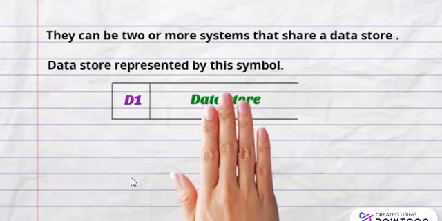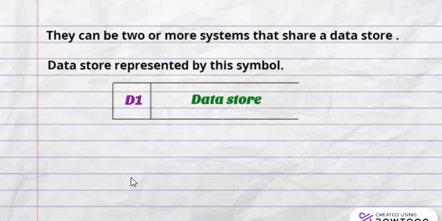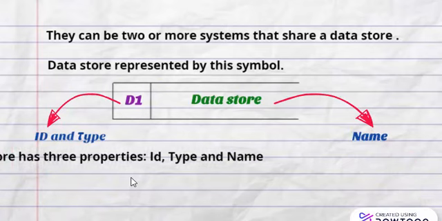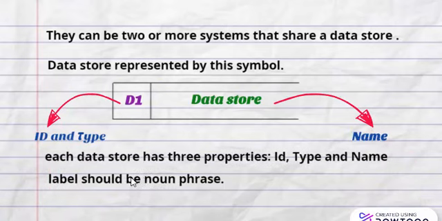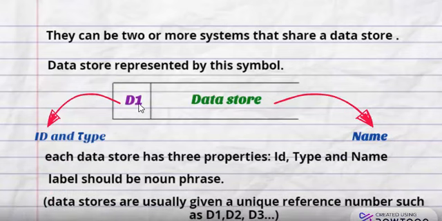There can be two or more systems that share a data store. A data store is represented by this symbol. ID and type, name. Each data store has three properties: ID, type, and name. The label should be a noun phrase. Data stores are usually given a unique reference number.